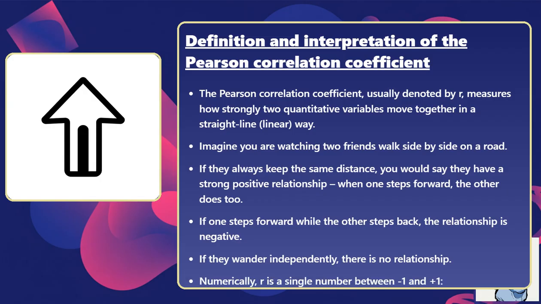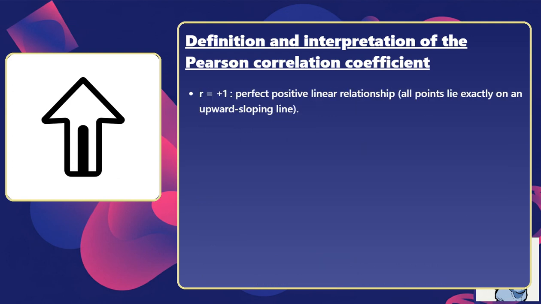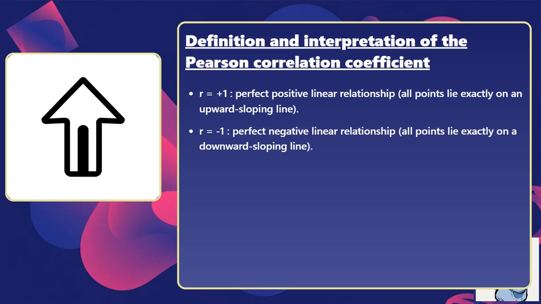Numerically, R is a single number between -1 and +1. R equals +1: perfect positive linear relationship. All points lie exactly on an upward sloping line. R equals -1: perfect negative linear relationship. All points lie exactly on a downward sloping line. R equals 0: no linear relationship, points are scattered randomly.